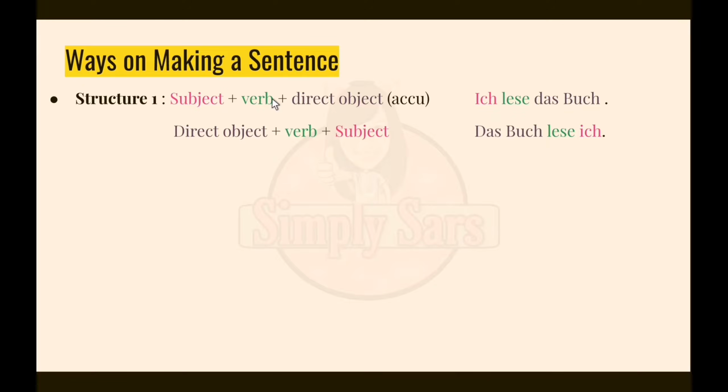Okay? Pero hindi lang subject, verb, direct object yan. Pwede mo ding baliktarin si subject and direct object. Pero laging maiiwan si verb sa second position. Pagbaliktarin mo man si first and third position, ito ay first, second, and third position. So, pagbaliktarin mo man yang si third and first, hindi pa rin matitinag, hindi pa rin aalis yung si verb na yan sa second position. So, das Buch lese ich is still correct and richtig.